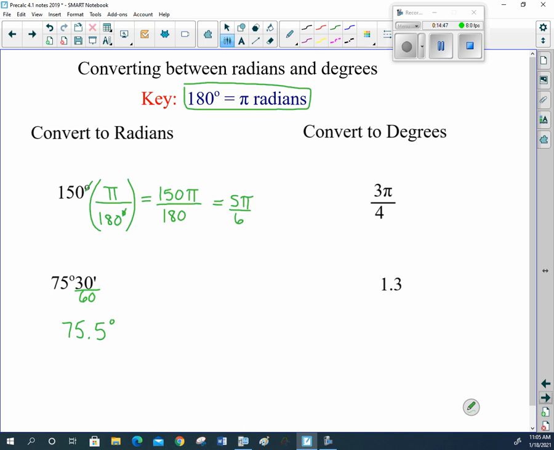Okay, so we're going to take 75.5 degrees and we're going to multiply that by pi over 180. We want the degree symbols to reduce. And so now we're going to have 75.5 pi over 180. And typically you don't want to leave 75.5 as a decimal. A lot of times we'll leave it in terms of pi radians and not all the way out.